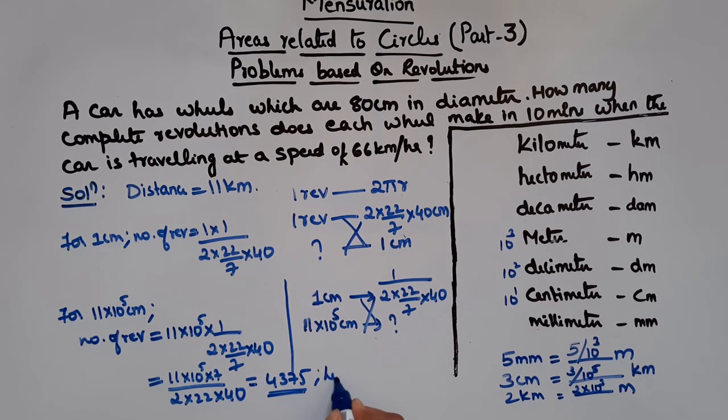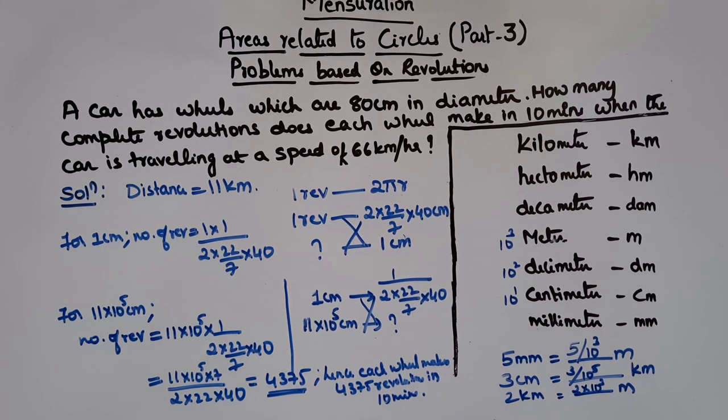So hence, each wheel makes 4375 revolutions in 10 minutes. I hope this is clear.